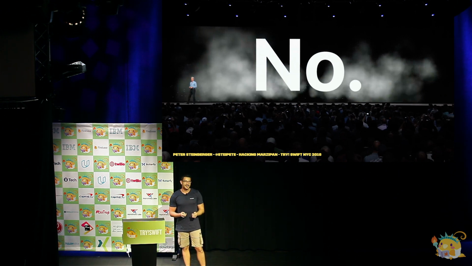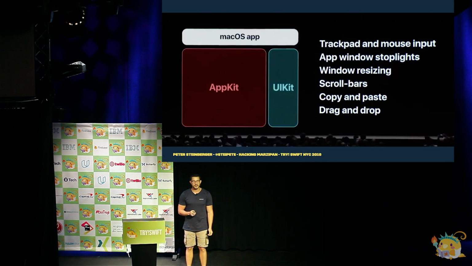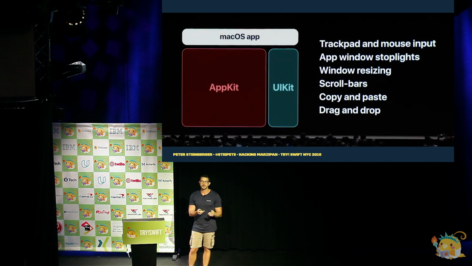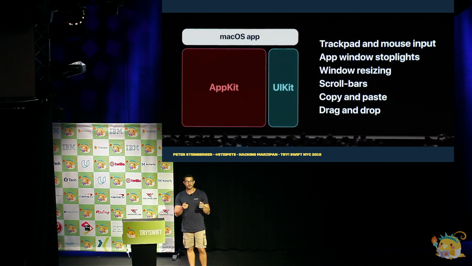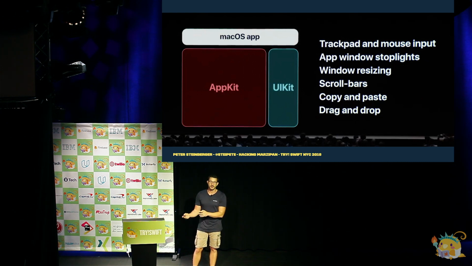But really, it's more like a kinda, because they're putting a lot of effort into it. It's not just UIKit and we compile it. It's UIKit and we modify it so it can do mouse input. It has an app window chrome. It does window resizing. It has scroll bars. It has copy paste. It has drag and drop. This is a lot more effort than just porting over the code.